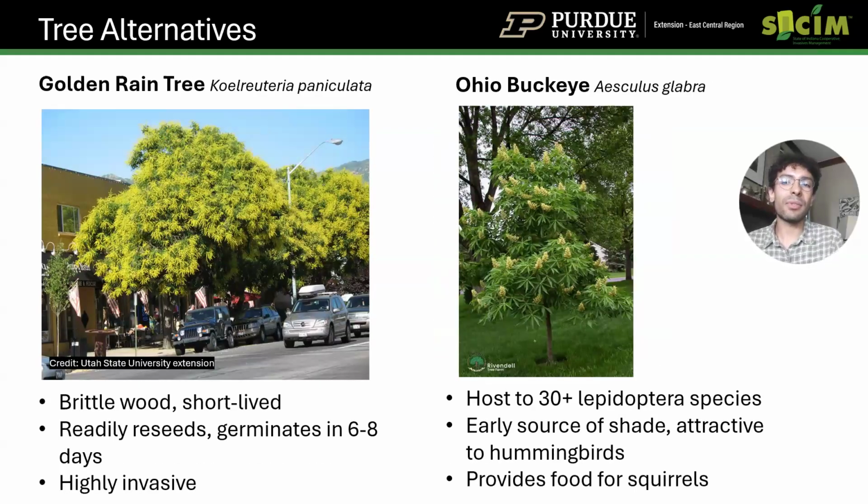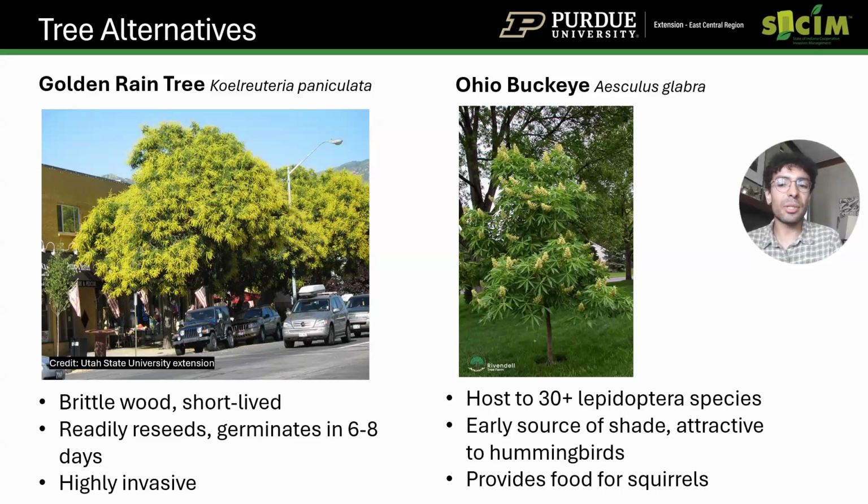Next up, we have the golden rain tree. This is a really fast growing tree. It's very short lived, and the wood is also very brittle. So, this is one that's kind of hazardous to have in a yard. It's very fast growing, like I said, and it reseeds very quickly. The seeds only germinate in about a week, so it really has a pretty quick turnaround as far as it being able to repopulate. And this is extremely invasive in southern states.